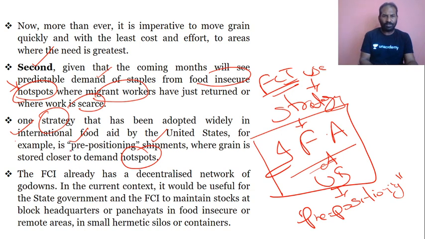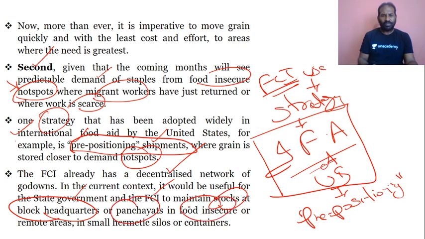The pre-positioning of shipments, which is as per the international food aid taken up by the United States, can be taken into consideration. And FCI already has the decentralized network of godowns, and by this the government can use it. This can be used by the state governments and the FCI to maintain the stock at the block headquarters or panchayats, so that they can secure the food. So pre-positioning at the hotspots. Not only that, at the district headquarters. Not only that, at the panchayat levels.